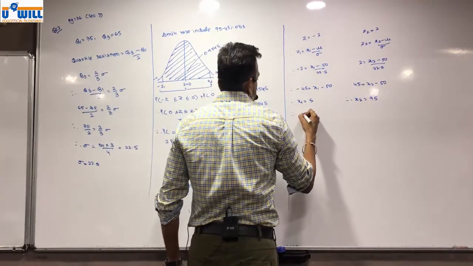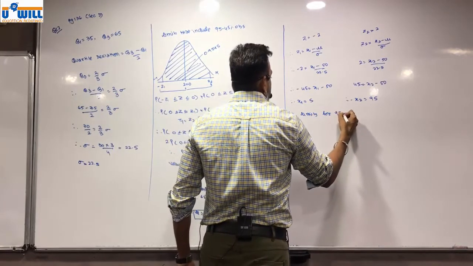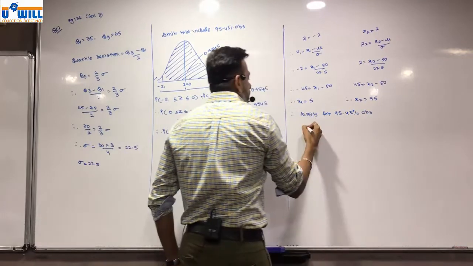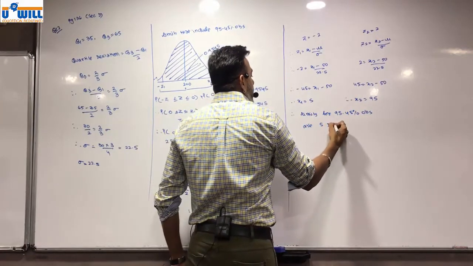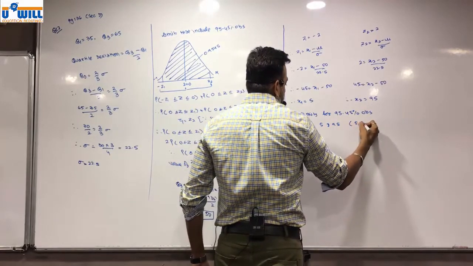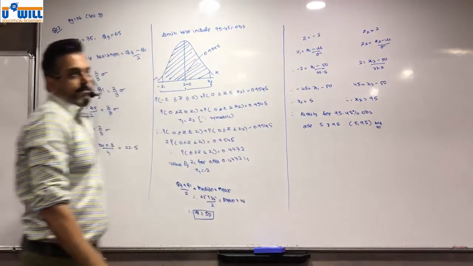Therefore, limits for 95.45% observations are 5 and 95. 5 comma 95. Answer.